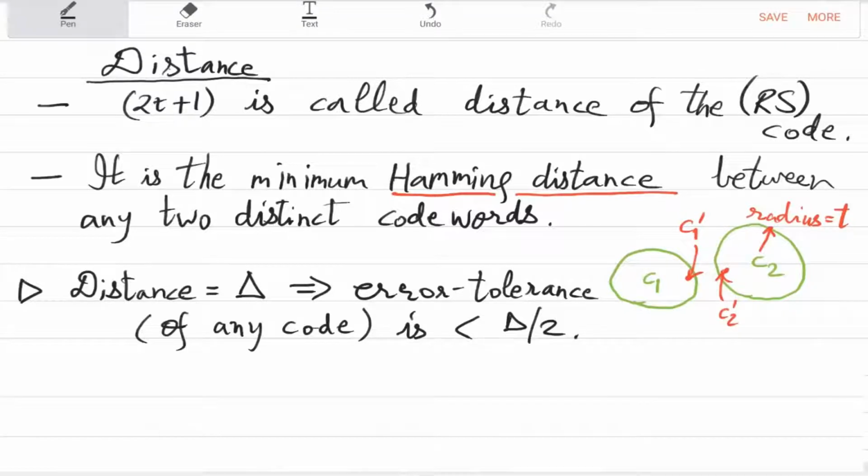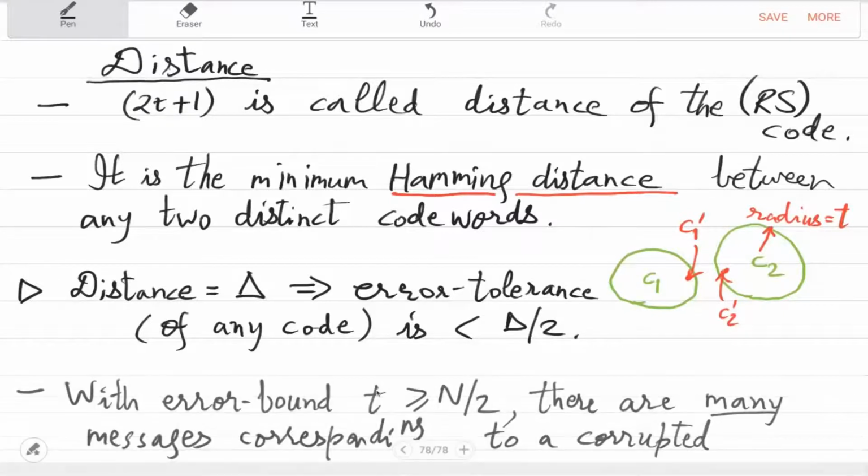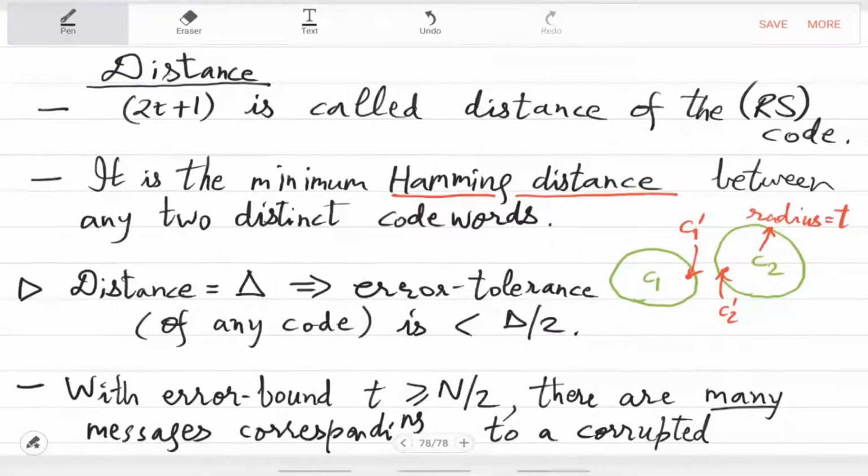So what in particular it means is, with the error bound, if there are half or more errors, the problem that happens in decoding is that there is more than one possible code word, and hence more than one message, corresponding to what Bob received. There are many messages corresponding to a corrupted code word.